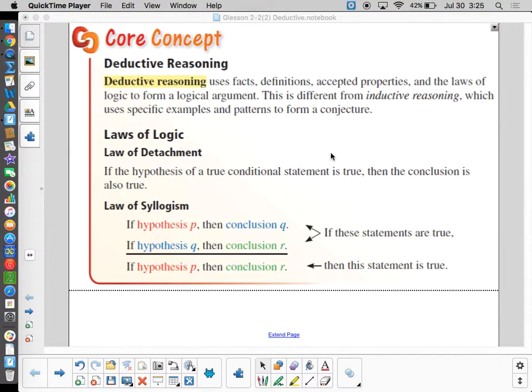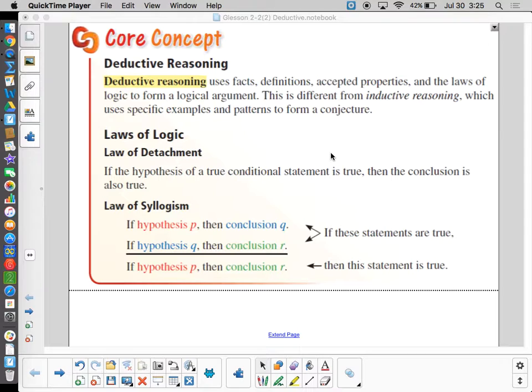Law of detachment says this: if the hypothesis of a true conditional statement is true, the conclusion must also be true. So in other words, if I know I have a true conditional statement, like if it is raining, then I will carry an umbrella, and it's raining outside, so the hypothesis is true, then the conclusion must follow, I will carry an umbrella. So if I know that a conditional statement is true, and the hypothesis happens, the conclusion must follow.